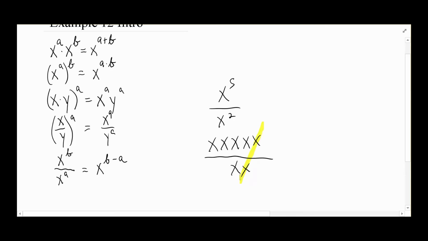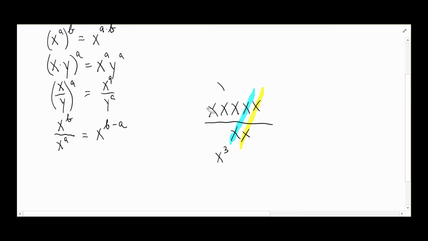Well, one of them would divide out there, another one would divide out there, and I'm left with three of them. So what happened? Each one on the bottom divided out with one of them in the top. So if I'm talking about that in terms of counting how many are left, each one in the bottom took one of the top ones away and subtracted them. So that's why we have our quotient rule.